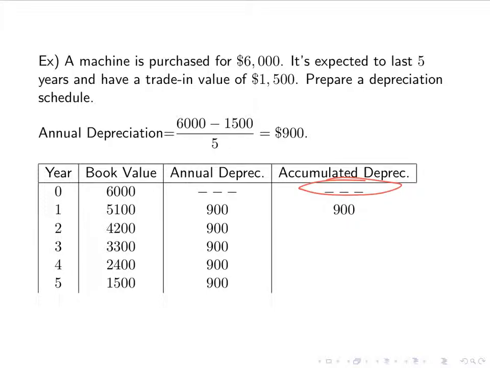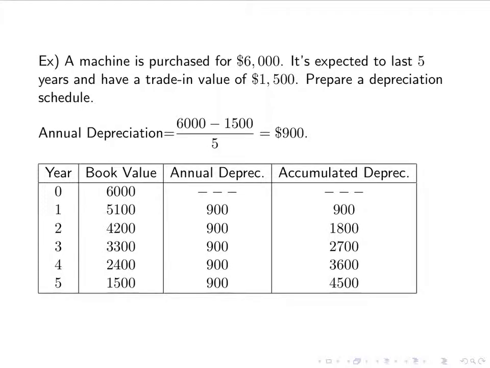After the first year, I have accumulated my first $900 in depreciation. The next year, I have this $900 here, plus the $900 from the next year, so I have $1,800. The third year, I'm depreciating another $900, so I got $2,700. And then I do another $900, so I have $3,600. Another $900, and I have $4,500.